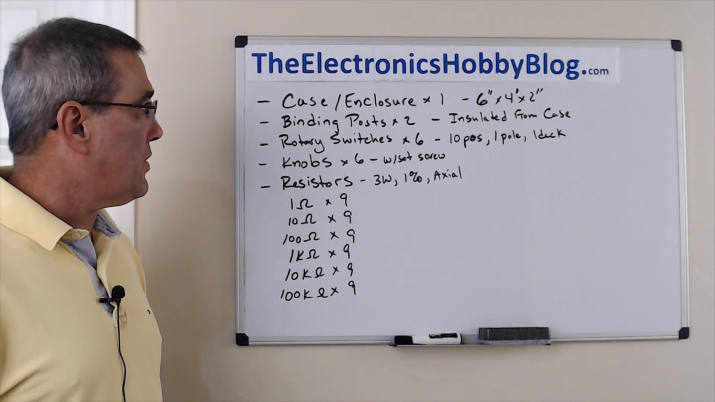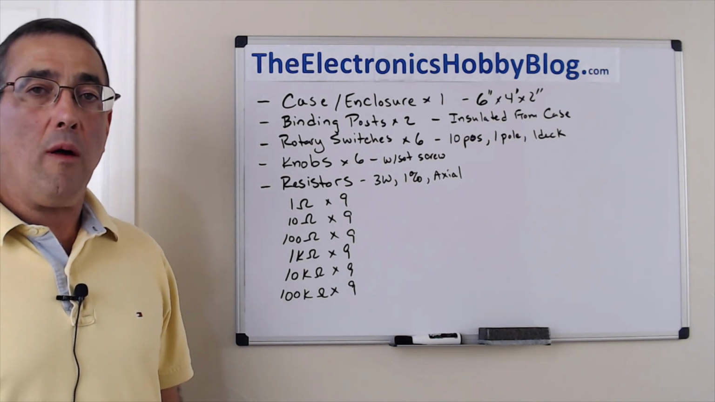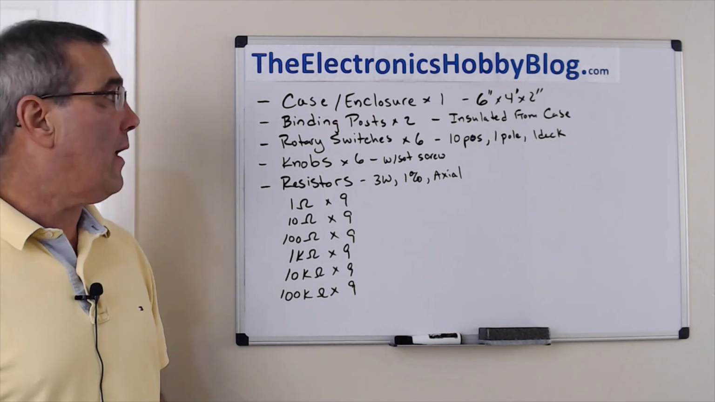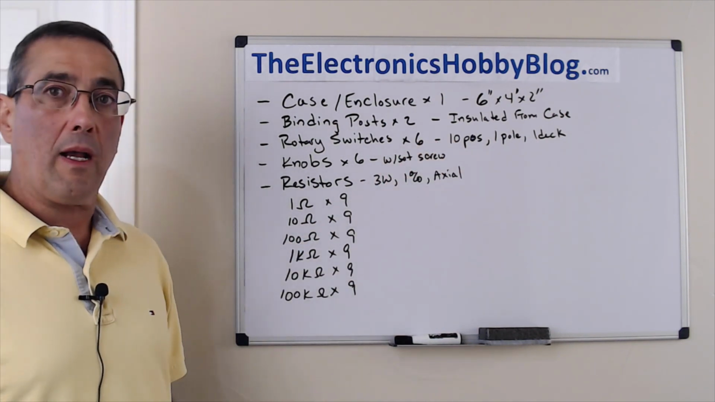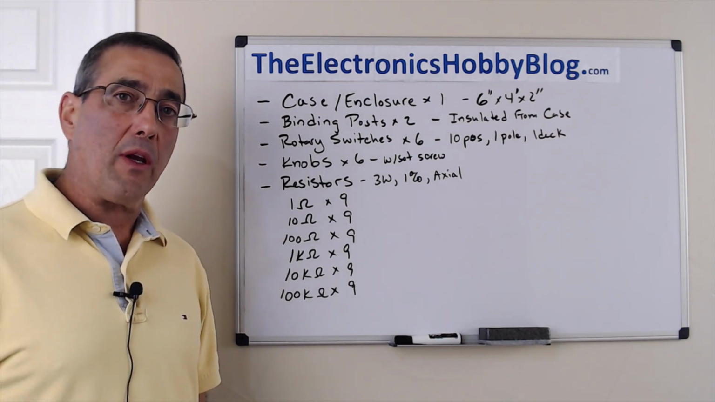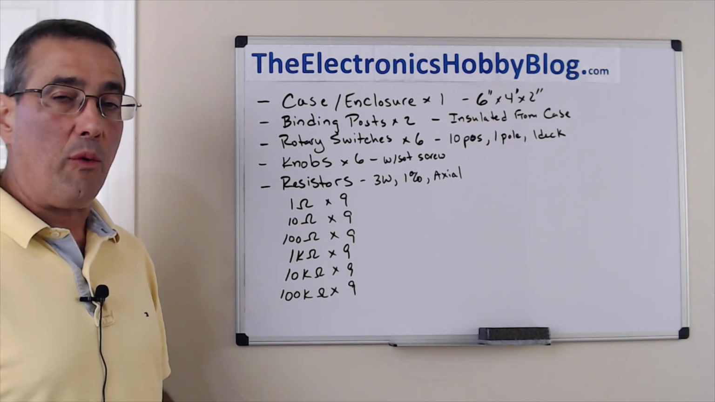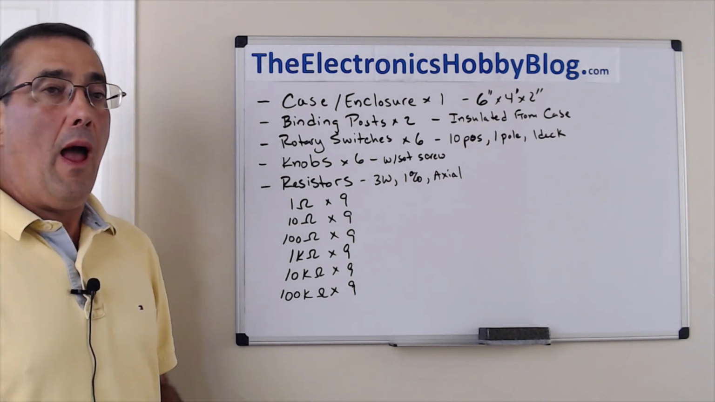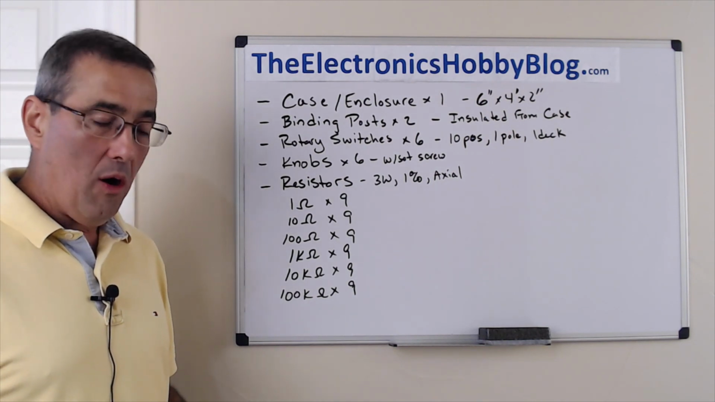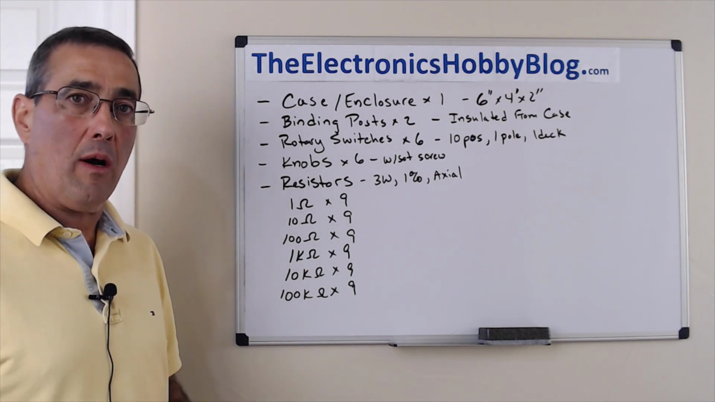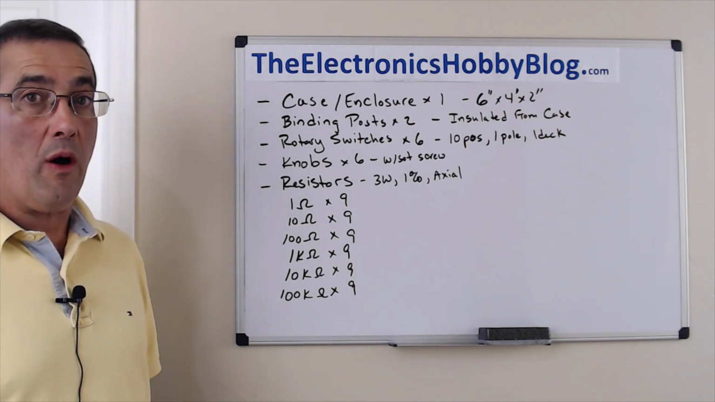Next, our rotary switches. We've already talked about those in some detail, but we've got one more specification to talk about, and that's the current. So we need 10 position, 1 pole, 1 deck rotary switches. But what about the current handling? Well, we know that we want our box to be 3 watts power. The worst case current condition will occur when we have maximum power and minimum resistance. And for us, minimum resistance is going to be 1 ohm.